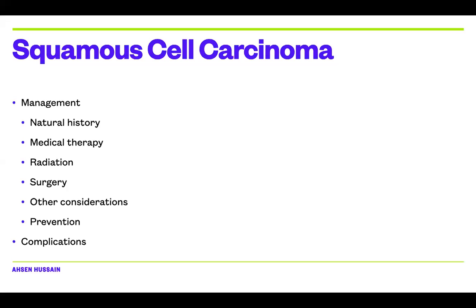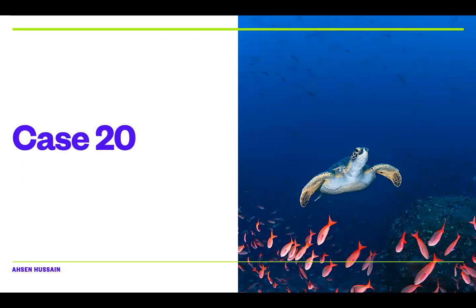And also do a full orbit examination if you suspect orbital invasion. Do syringing of the nasolacrimal duct if you feel that there's invasion of the drainage system. Palpate for lymph nodes and investigate with imaging if you suspect local or distal invasion or metastasis. Okay, that's the end of that case.